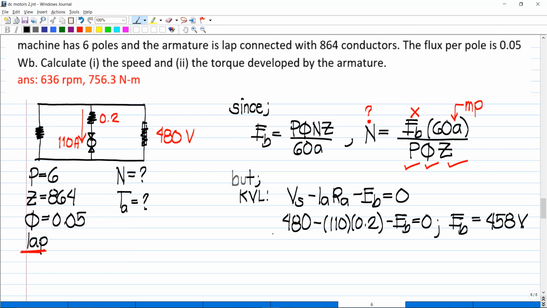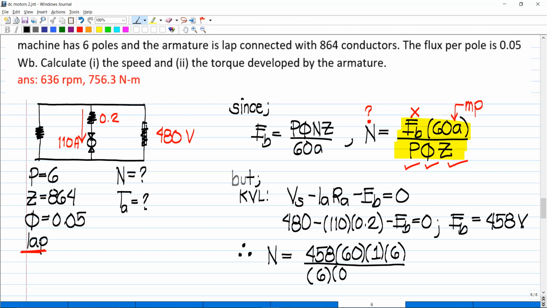So is that okay now? I think yes. Now we can solve for the value of N, because we already have EB. Let us just follow again the formula we listed above. The value of EB is 458 times 60. The parallel paths will be the multiplier times the number of poles. Since it was not stated whether it is simplex, duplex, or triplex, we assume simplex, so the multiplier is 1. The number of poles is 6, and then divided by the number of poles, 6 again.